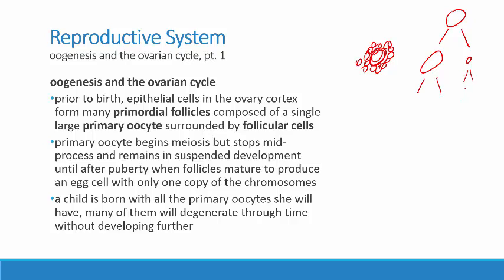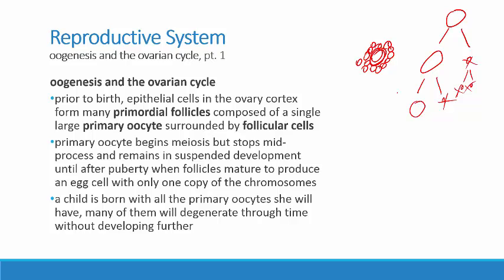This one may keep dividing and produce two more daughter cells, but these are all going to be non-functional, non-viable. They will just degenerate. Our main cell, the chosen one, will also divide, and one of the daughter cells will be large, and the other, again, will be very small. It too will degenerate. So this is the process of meiosis for a female gamete.